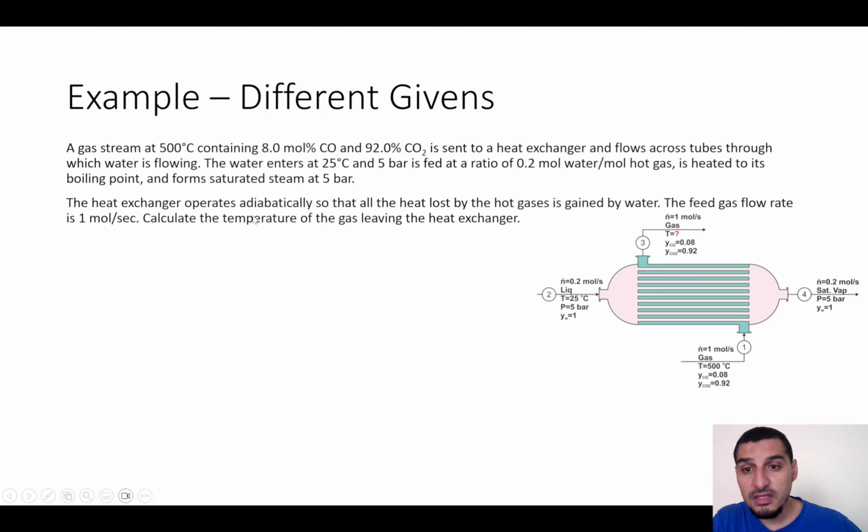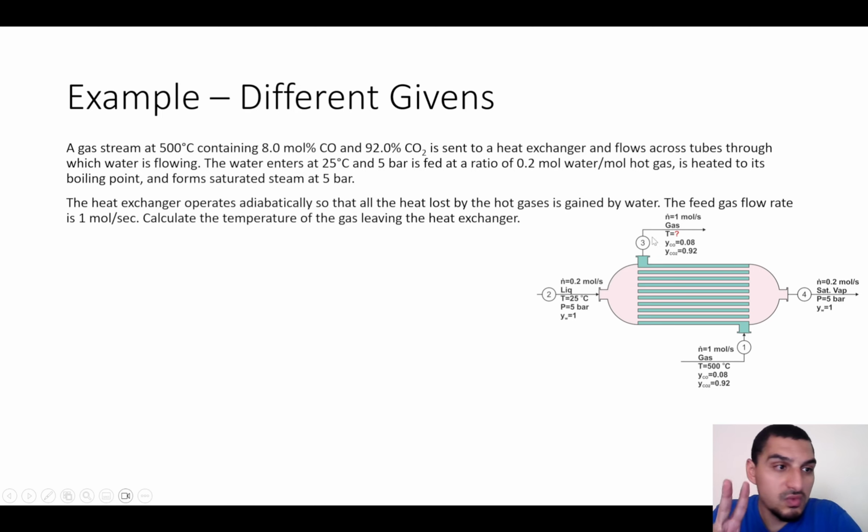The heat exchanger operates adiabatically. We said adiabatically means that there are no heat losses or gains from the equipment to the outside, or the other way around. So all the heat lost by the hot gases, and this hot gas is going to lose heat and get out at a lower temperature, is gained by the water, which is what we see here as evaporation of the water and raising its temperature to the product temperature. The feed gas flow rate is 1 mole per second, so we know the molar flow rate of the feed, and we need to calculate the temperature.